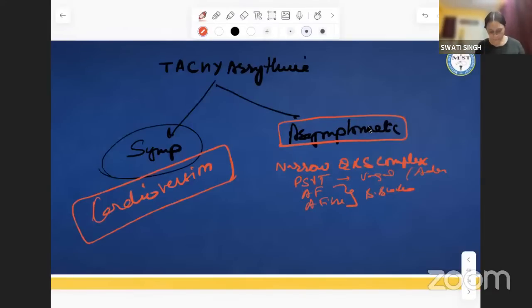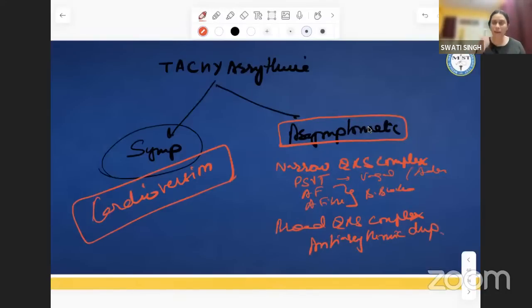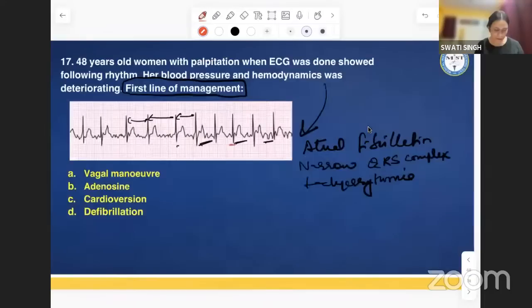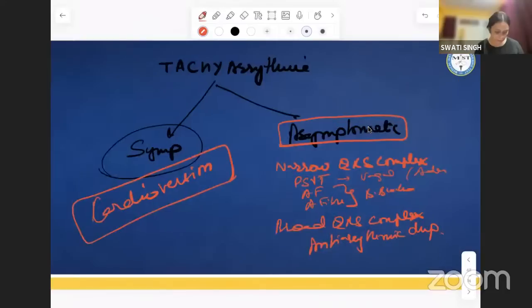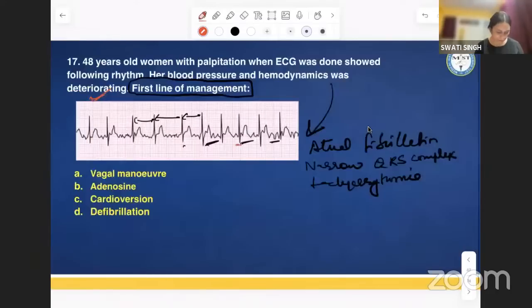Got it? If it is broad QRS complex tachyarrhythmia, we give an anti-arrhythmic drug. Okay, this is how we manage. So here, the patient's hemodynamics were deteriorating. The patient comes under symptomatic tachyarrhythmia. So what will we do? We will do cardioversion. Yes, guys, we will do cardioversion. Is it clear, everyone?